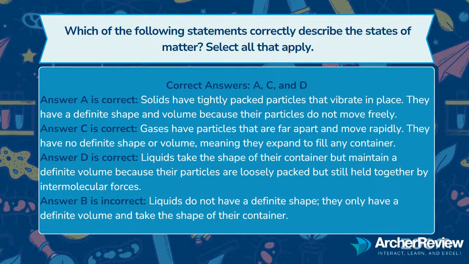Now, for answer D, liquids. Remember yesterday that we had a glass of water as our illustration, and that's because liquids take the shape of their container, but they're going to have a definite volume because their particles are loosely packed but still held together by their intermolecular attractions. All right, so what was wrong with answer B? Liquids do not have a definite shape. They take the shape of whatever container they're in, but they do have a definite volume. So well done. You guys are knocking it out of the park today.